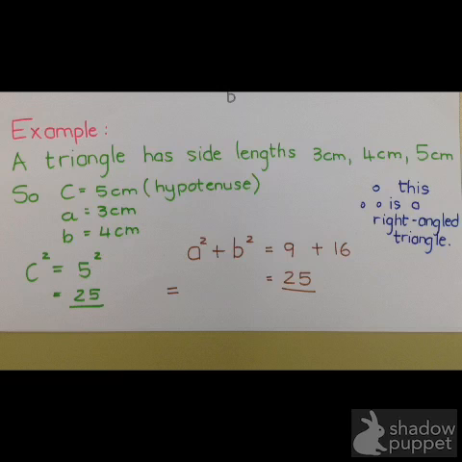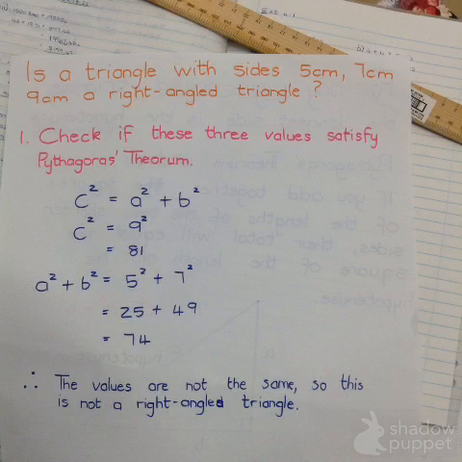We take our A squared plus B squared. So 3 times 3 gives you 9. 4 times 4 gives you 16. We add them together, and we get 25. So therefore, the squares of our two shorter sides, A and B, equals 25. And the square of the hypotenuse, 5 squared, gives us 25. It is equal. So therefore, this is a right-angled triangle.